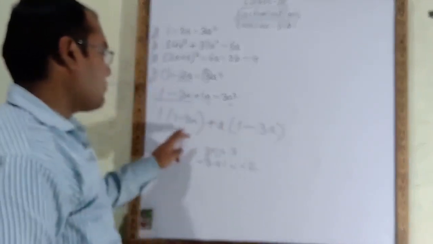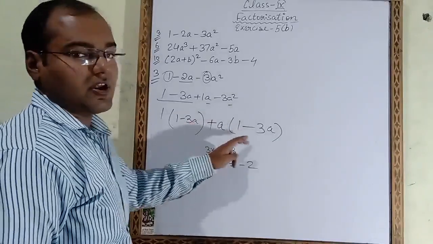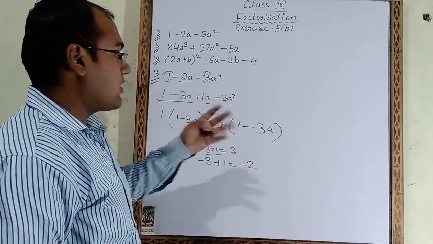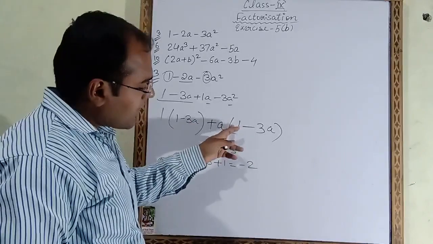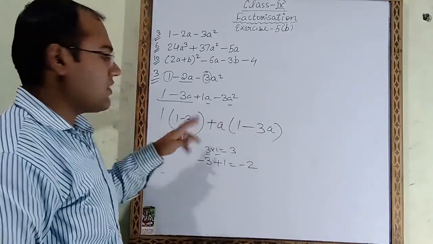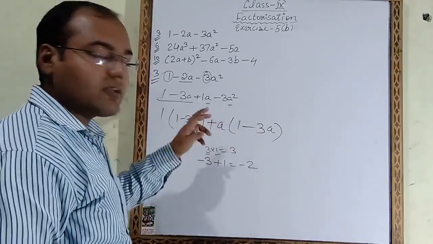Now you can check it. Both the brackets are the same: 1 minus 3a and 1 minus 3a. That is why we have taken plus a. If we take minus a common, the answer will be minus 1 plus 3a, and the bracket will not be the same. That's why we have not taken minus a common.